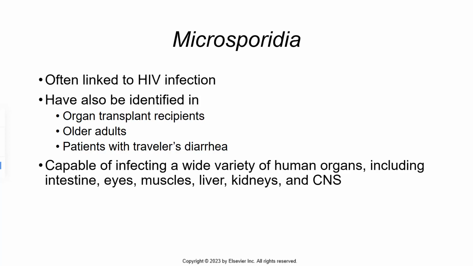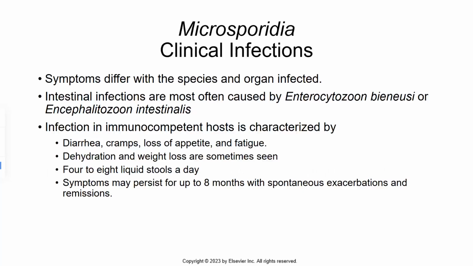Often linked to HIV infection, they have been identified in organ transplant recipients, older adults, and patients with traveler's diarrhea, capable of infecting a wide variety of human organs, including the intestine, eyes, muscles, liver, kidneys, and CNS. Symptoms differ with the species and the organ infected. Intestinal infections are most often caused by those 2 species.